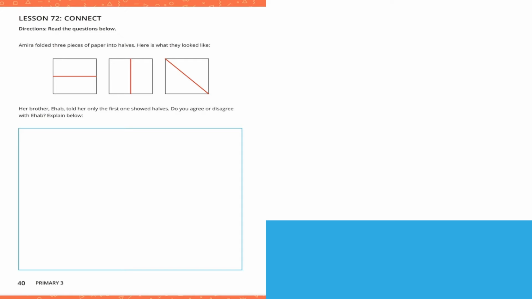Only the first piece of paper showed halves, but these are not halves. Do you agree with him or disagree? Do I have the first piece only divided into halves, and these are not halves? No, I disagree, because all of these papers are cut into 2 equal parts. All of them are 2 equal parts.